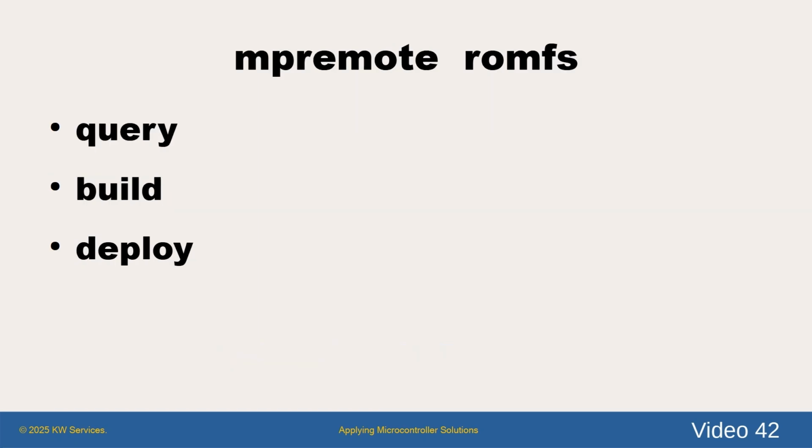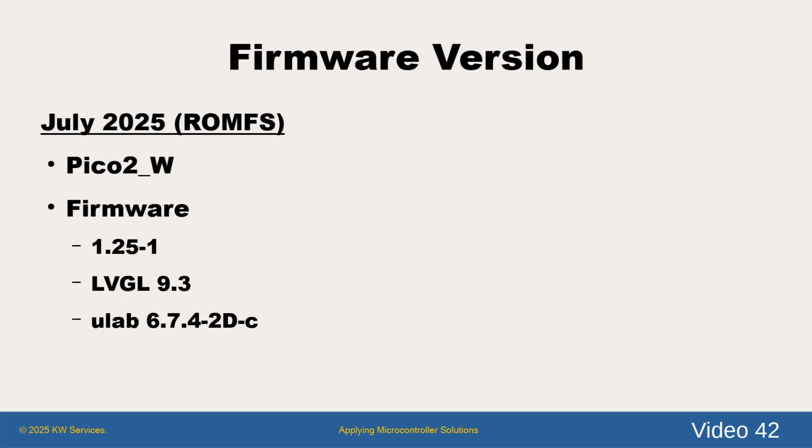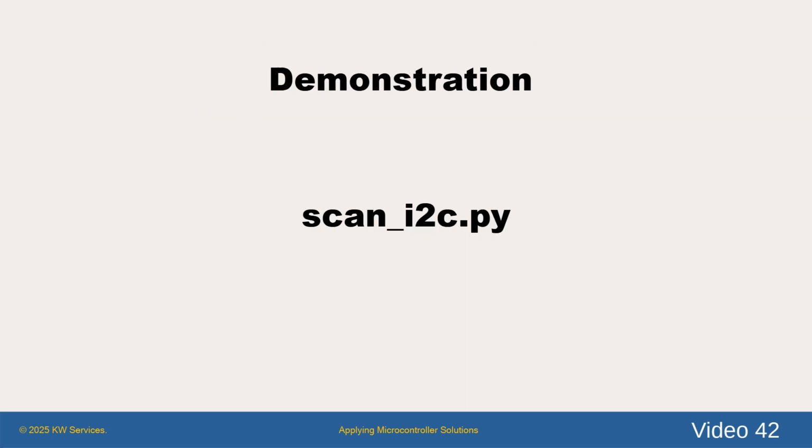So we did. The ROM FS feature is utilized through the MP remote program. It gives 3 new subcommands: query, used to view the file system; build, to create a compiled bytecode image file; and deploy, to load the ROM FS partition with the image file. So, we built a new firmware for the Pico2W and placed it in the firmware July section of our GitHub. Let's look at a quick demo.